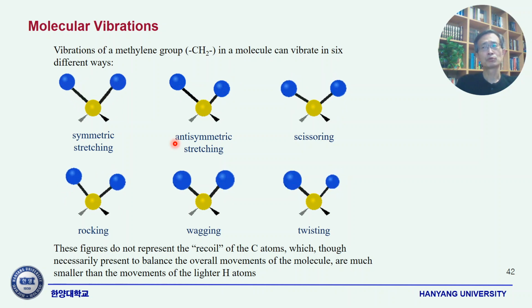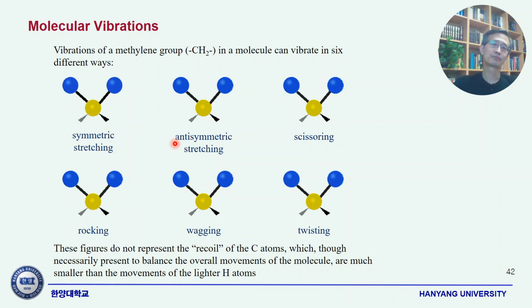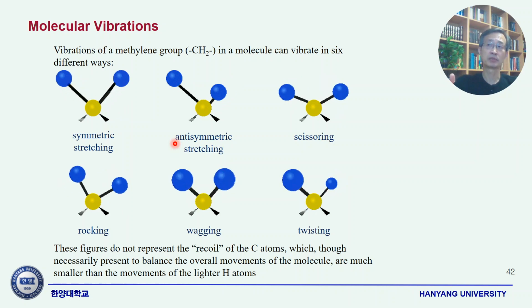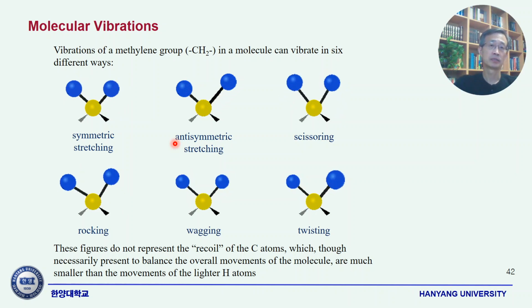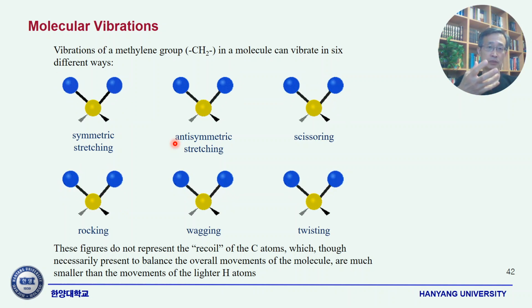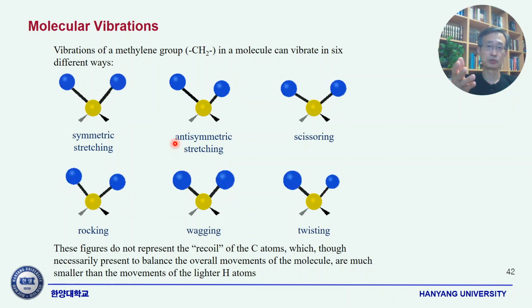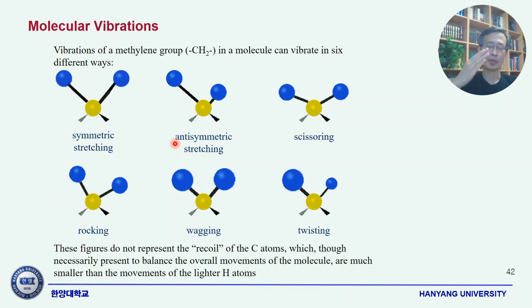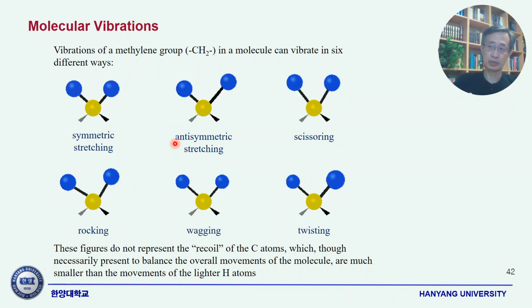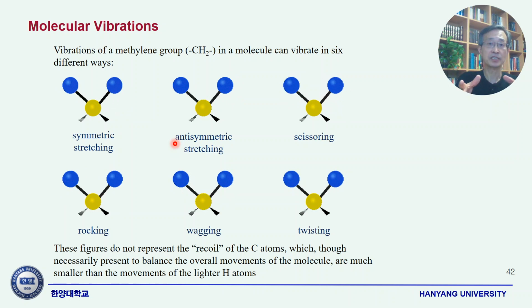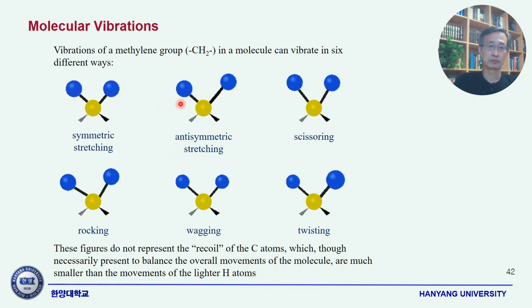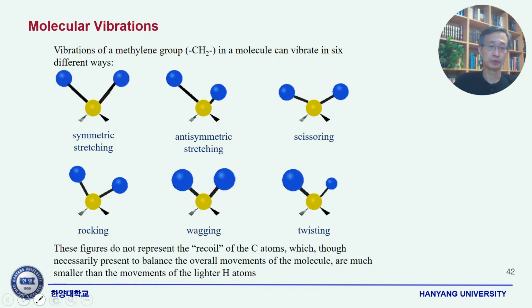Actually, when you do a quantum mechanical calculation and a Hessian calculation, the second derivative of the Hamiltonian, you can transform it into the normal modes. So you diagonalize the Hessian, and then the eigenvectors will give you the molecular vibration for the normal modes.